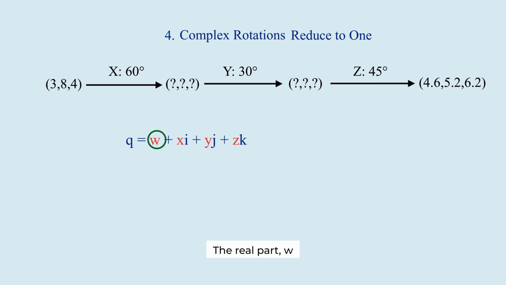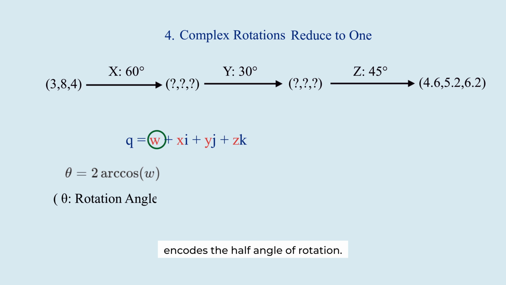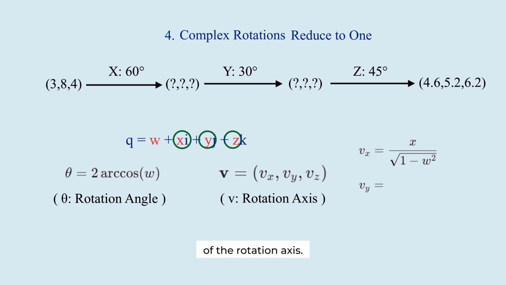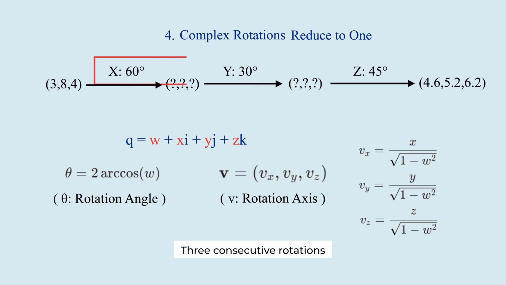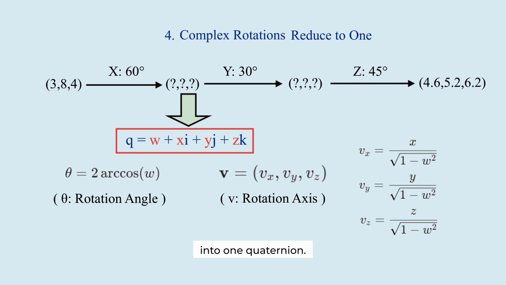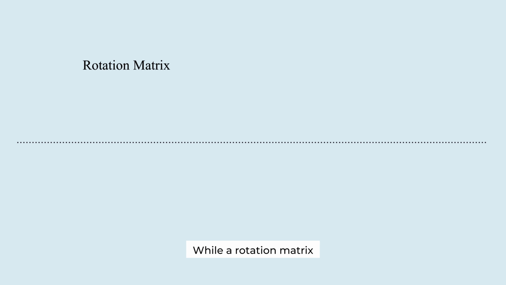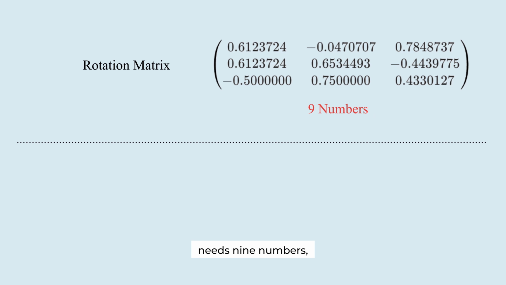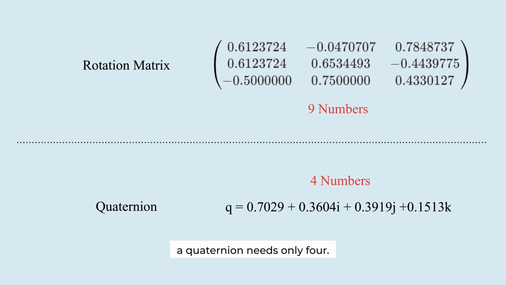The real part w encodes the half angle of the rotation. The imaginary part xyz encodes the direction of the rotation axis. 3 consecutive rotations are compressed into one quaternion. While a rotation matrix needs 9 numbers, a quaternion needs only 4.